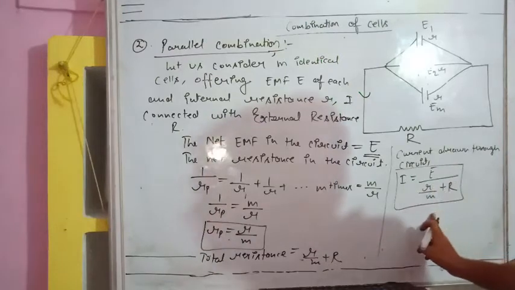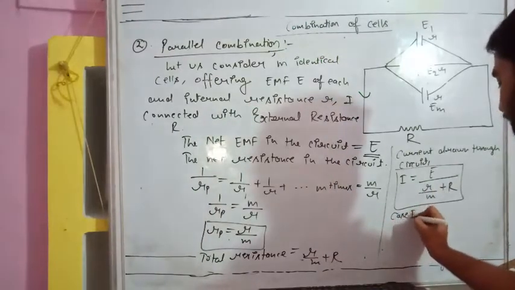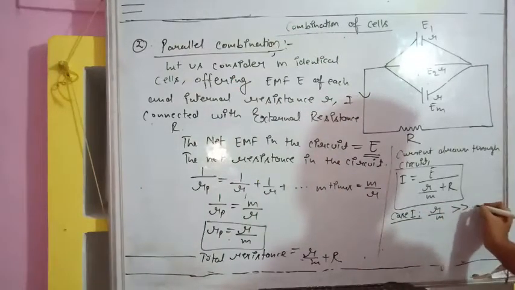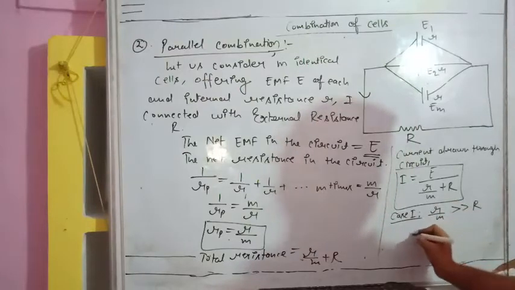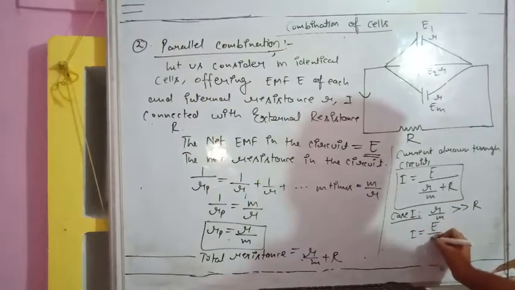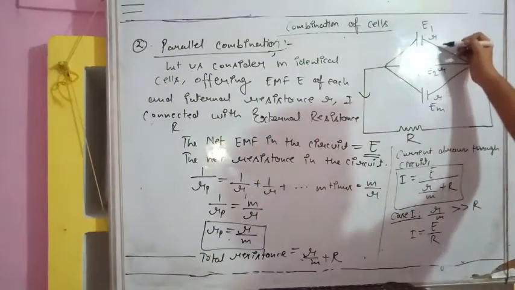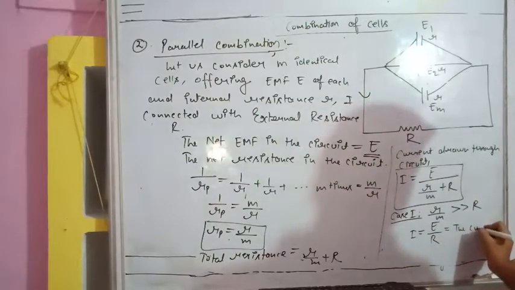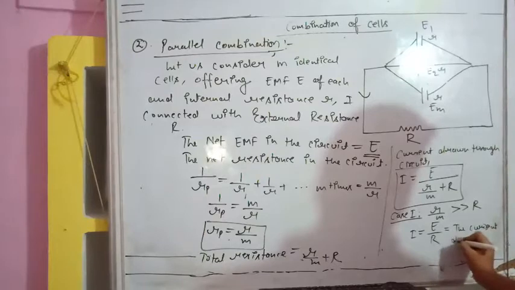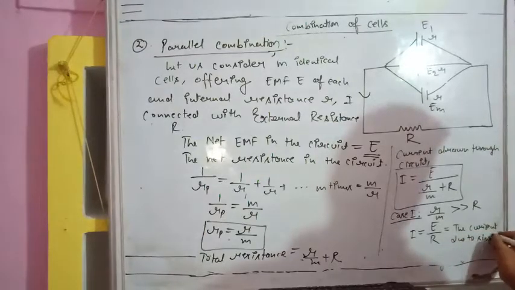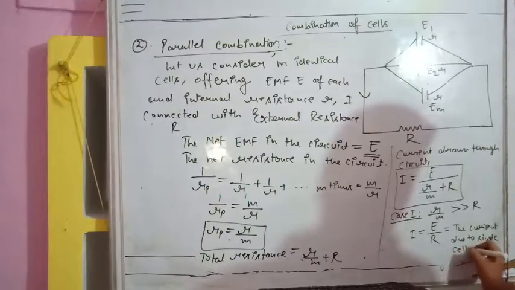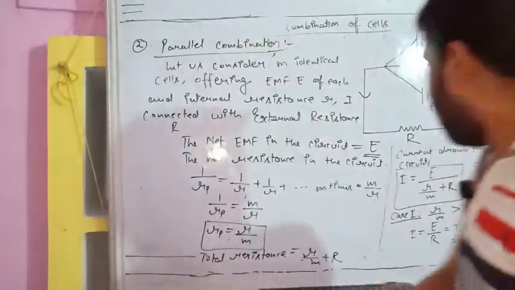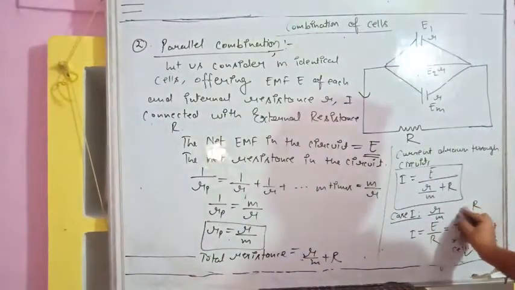Now students, we can solve it in a generalized way and we can make special cases. Case 1: we are assuming when r upon m is much greater than R. So if r upon m is greater than R, then I is equal to E upon r. That is the current drawn due to a single cell. So in that case, the current will be equal to the current due to a single cell when r upon m is greater than R. Now students, let us imagine another case when r upon m will be lesser than R.